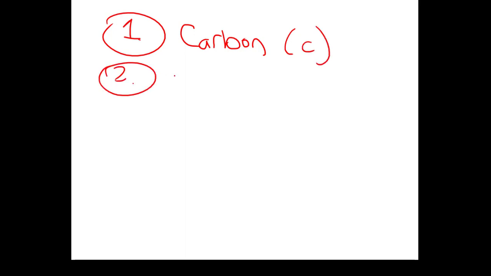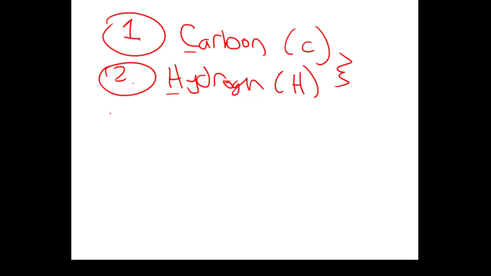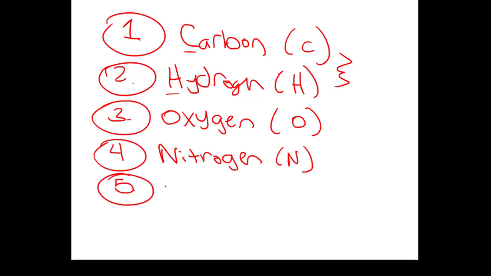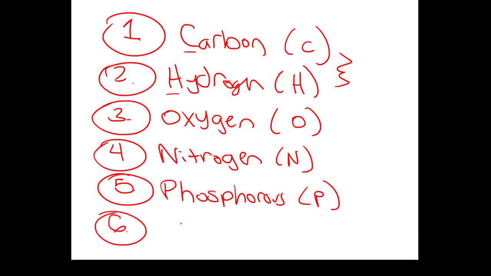C is carbon. The second is hydrogen. Hydrogen is abbreviated H. Carbon and hydrogen usually go hand in hand. Usually when you see a carbon, you're definitely going to see a hydrogen as well. The third main element of life is oxygen. Oxygen is abbreviated O. The fourth one is nitrogen, which is abbreviated N. The fifth main element of life is phosphorus, which is abbreviated with a P. And the sixth main element of life is sulfur, which is abbreviated with an S.